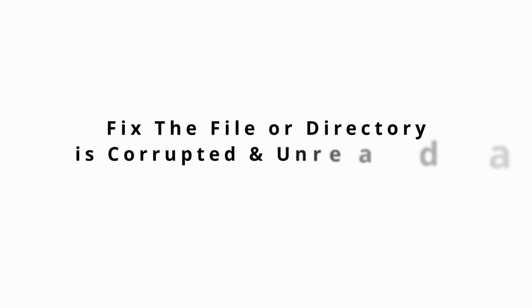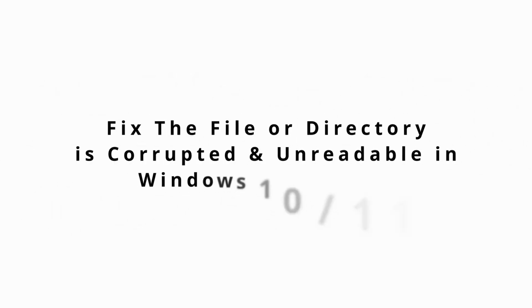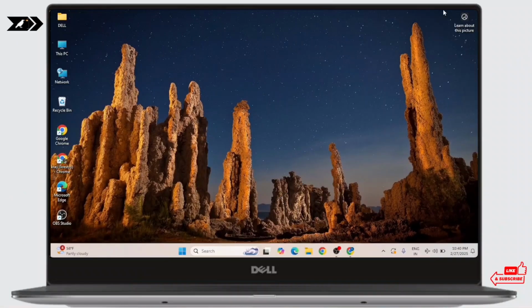Fix the file or directory is corrupted and unreadable in Windows 10, 11, 8, or 7. If you're seeing the error, the file or directory is corrupted and unreadable when trying to access a file, folder, or external drive, don't worry. In this video, I'll show you the best ways to fix this problem in just a few minutes, so let's get started.